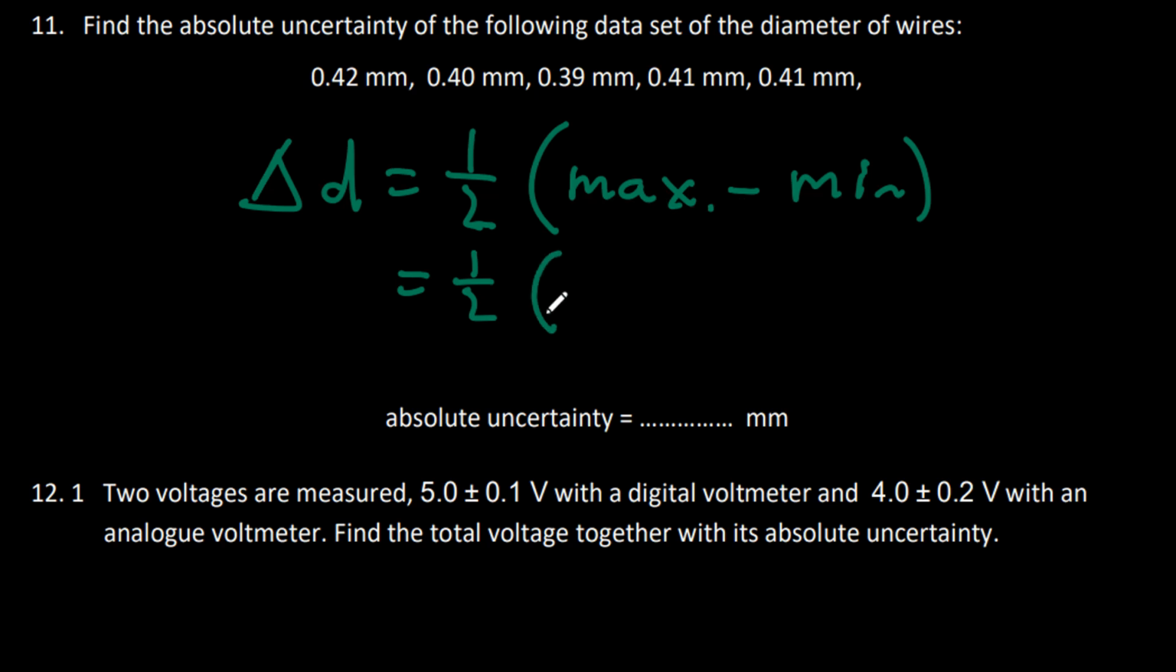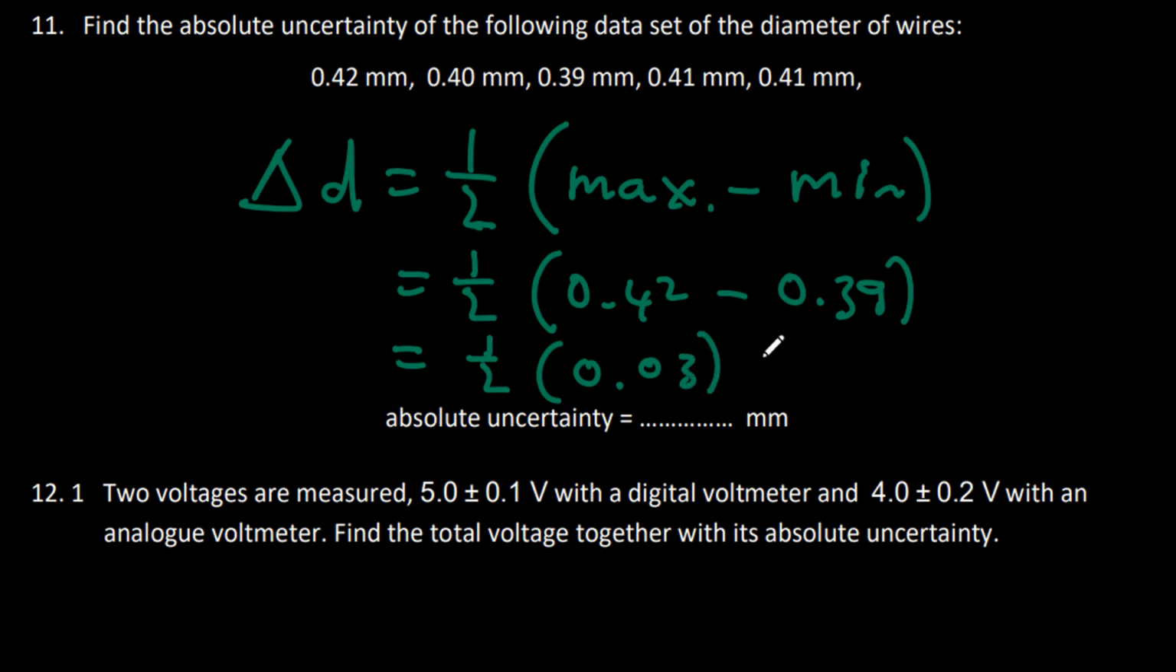So what is the maximum value? It's 0.42 less the minimum value, which is 0.39. And this is a half into 0.03. We can do this on a calculator, and it comes to 0.015. So that's the answer that we would write in here. Note that these values are all given with two significant figures, and hence our answer must also be with two significant figures.